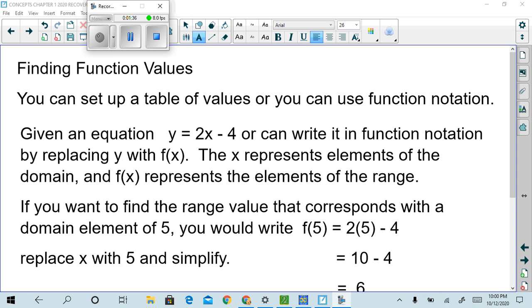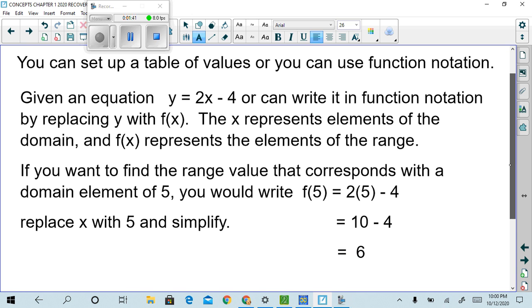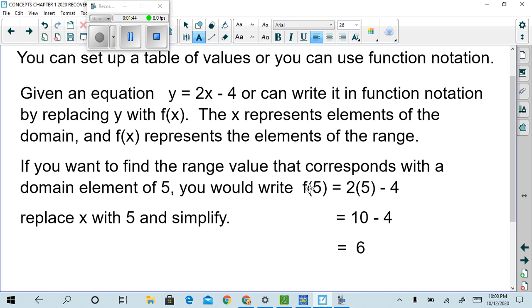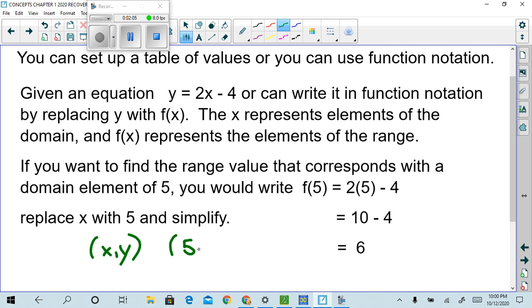If we want to find the range value that corresponds with the domain value or element of 5, you would take out the x and put 5 in its place. This is read f at 5. So we're going to replace it in the rule or the function, multiply, subtract, and we find out that if we input 5, we're going to output 6. We're giving you a domain of 5 to get a range of 6.